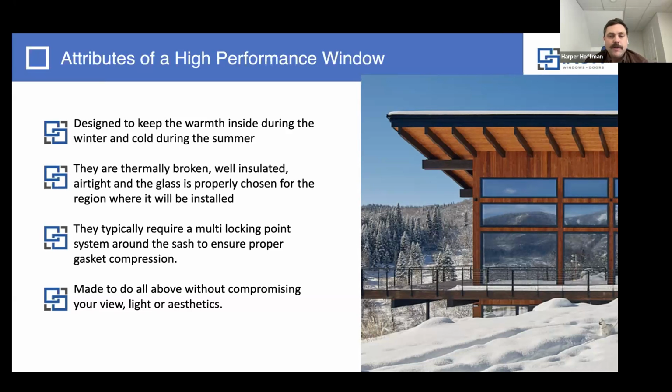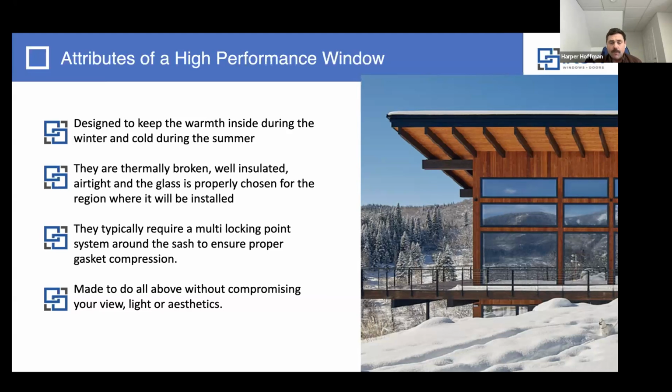They typically require a multi-point lock system. To me, this is my favorite part about a high performance window, because with it, air leakage is really not going to happen. You're going to have an operable sash that's completely secure all the way around. It's going to suck the sash into the frame, and you're not going to get any air leakage. That's just for temperature and air leakage, but security is a huge component of that, and also acoustic attributes. We'll get into that towards the end. It's a really great component of a high performance window. And they're made to do all the above without compromising your view, your light, or your aesthetics.